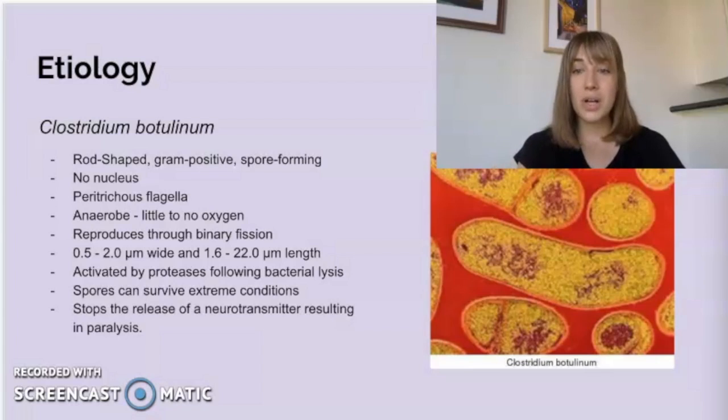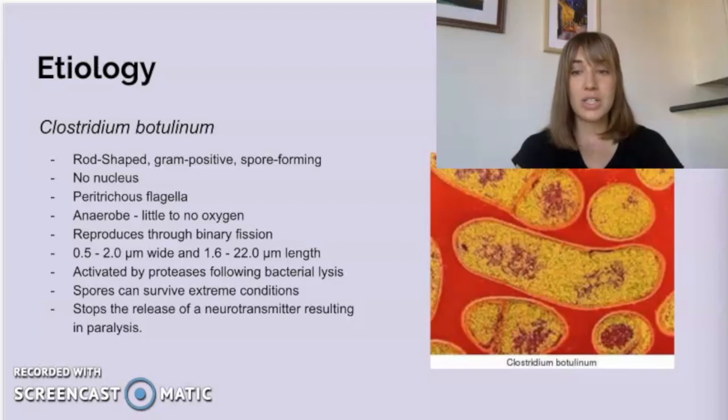So Clostridium botulinum is commonly known as botulism. It is a rod-shaped, gram-positive, spore-forming bacteria. Clostridium botulinum has no nucleus or other membrane-enclosed organelles. The bacteria prefers environments with little to no oxygen. This bacteria reproduces through binary fission.